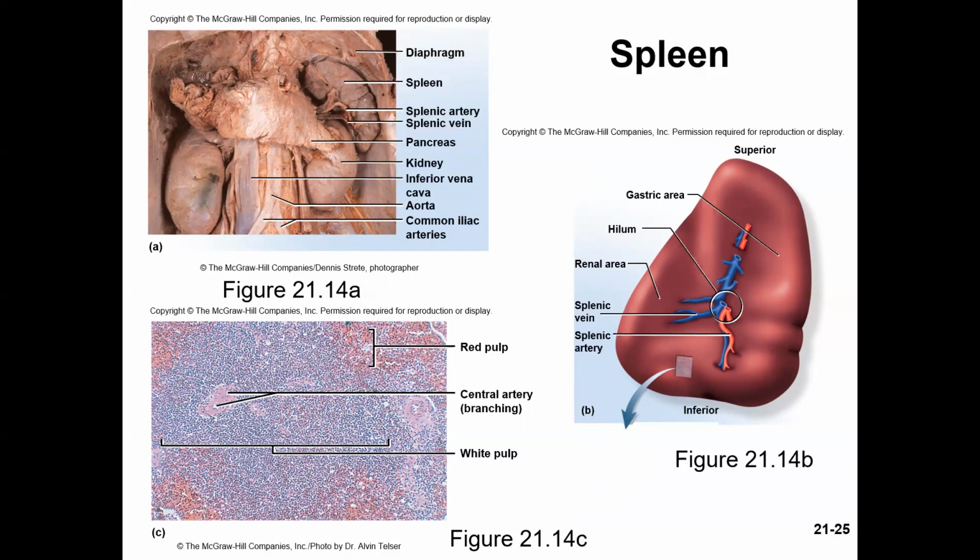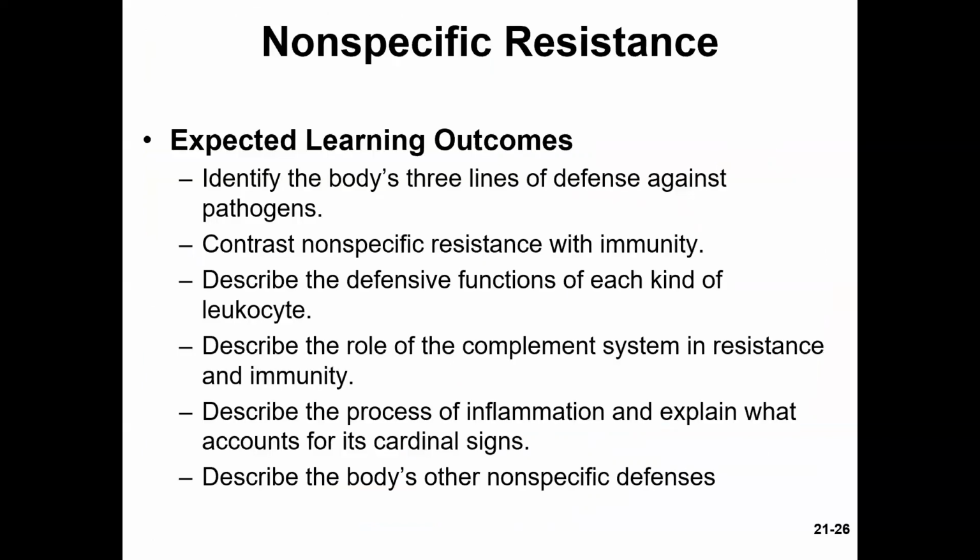So on the right-hand side of the slide, we get to see the superior portion of the spleen. We get to see the hilum. We get to see the renal area, the splenic vein, and the splenic artery.